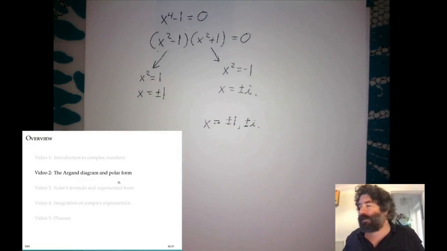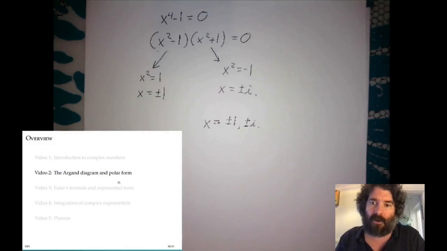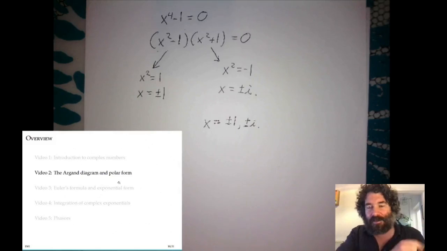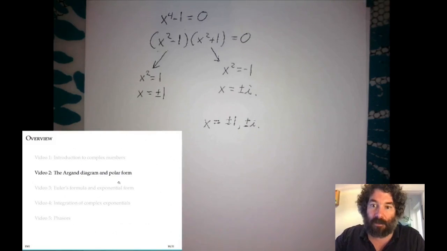Okay, so that's the end of the first video. In the next video, we're going to discuss how we can visualize complex numbers. For real numbers, we have the real number line. We visualize them, negative numbers on the left, positive numbers on the right. For complex numbers, we have a different way of visualizing them in a plane, and this is going to be the topic of the next video.